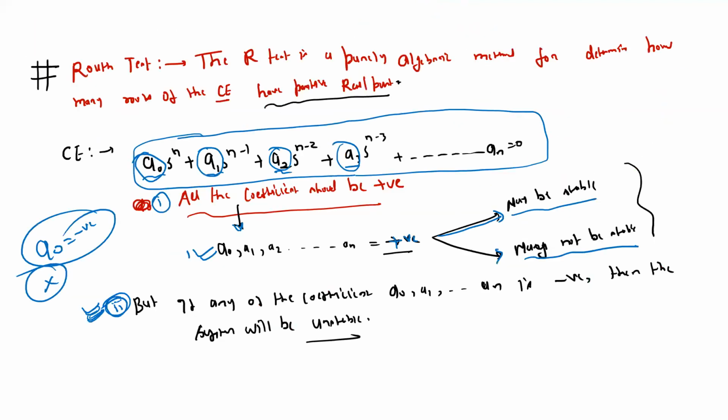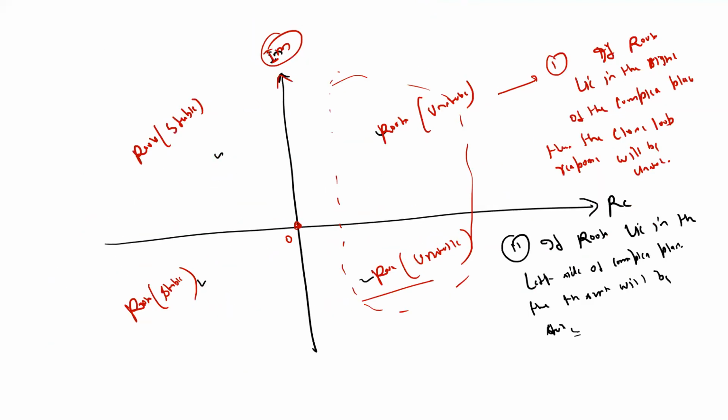Next, I discussed that if roots lie over here, then the system will be unstable. If roots lie here, the system will be stable. If roots lie here, the system will be stable. And if roots lie here, the system will be unstable. So if roots lie in the second and third quadrant, definitely the system will be stable. And if roots lie in the first and fourth quadrant, then the system will be unstable.